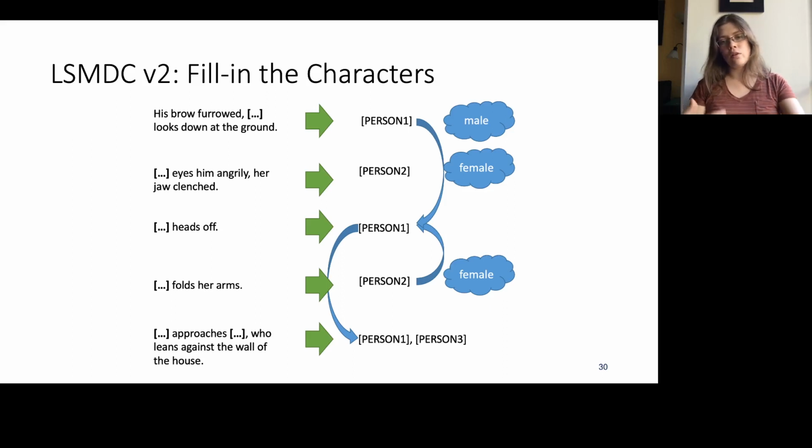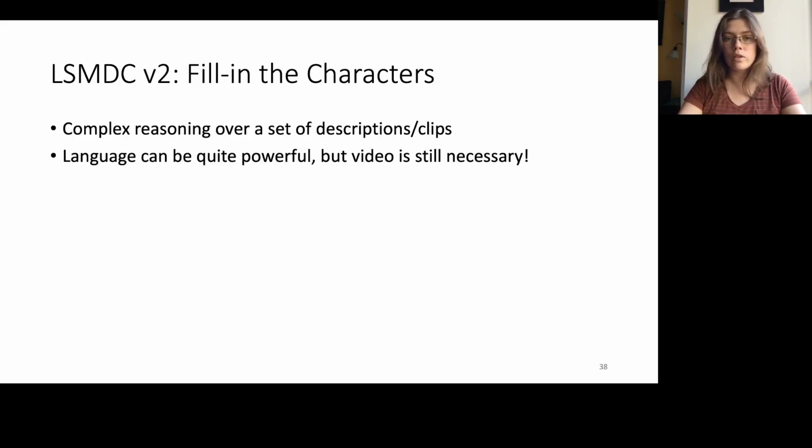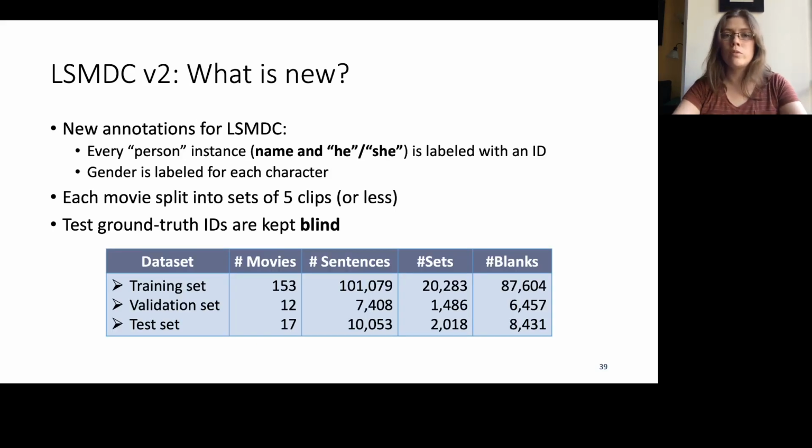So as you see, we have to rely on several assumptions and make some guesswork here if we don't see the video. So seeing the video, seeing the visual appearances of these people allows us to more robustly perform this task. So we require complex reasoning over a set of clips and sentences, and we still really need video to address this. So we have collected annotations for the LSMDC data where every named instance or he/she pronoun is now labeled with an ID. And we also have gender labels for these characters.